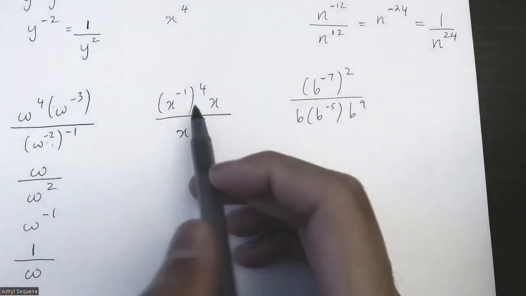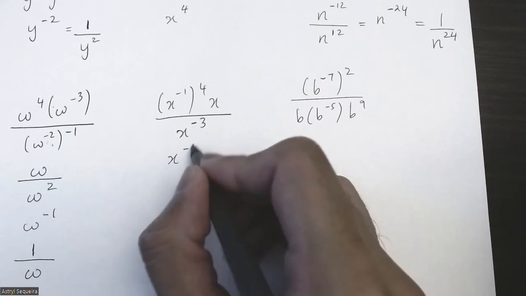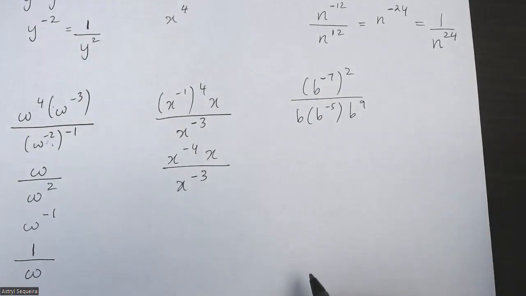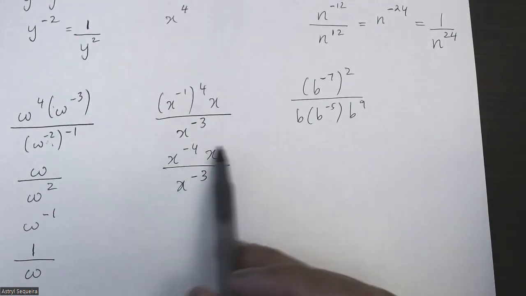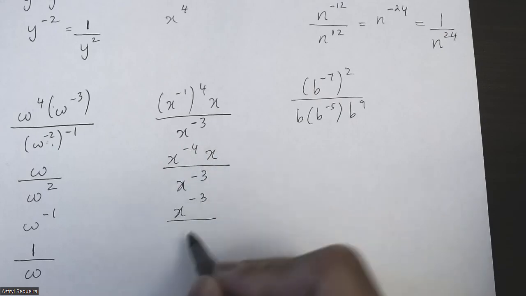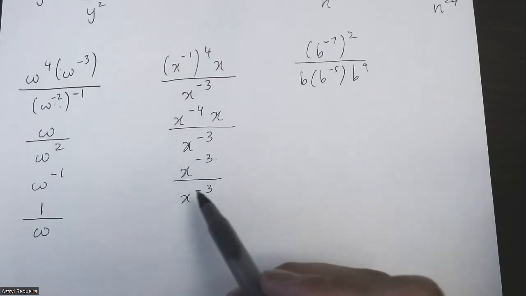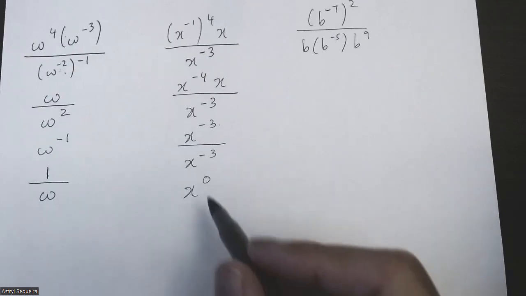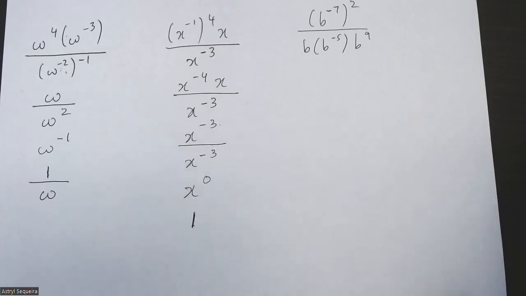Go to this question over here. I'm going to start with doing the exponent in the top. I'm going to multiply them. So that becomes x to the negative 4 times x over x to the negative 3. Then I'm going to combine these two. They're multiplying. So I'm going to add the exponents. So negative 4 plus 1 is negative 3. I'm going to do the division next. So negative 3 minus negative 3 is negative 3 plus 3, which is just a 0. And anything to the power of 0 is just 1. So final answer is just 1.